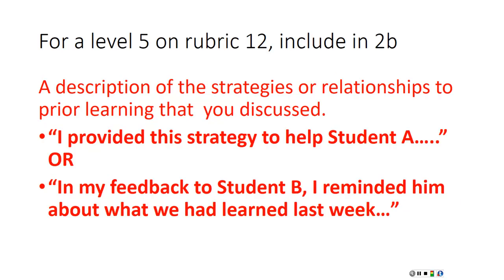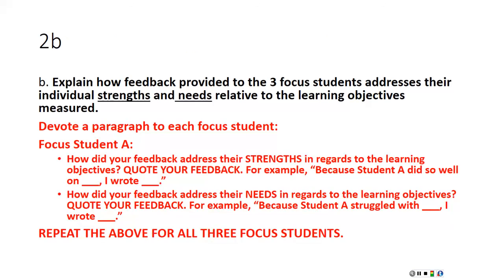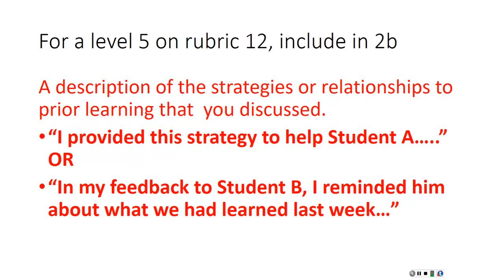And then 2C, you need to describe your strategy. So to get this is 2B. Still on 2B, you've got to add a strategy. So in a separate paragraph or in the same paragraph where you're discussing each one, talk about the strategies that you used or how you helped them make relations to prior learning. And that's how you get to a 5 on this rubric, by having that.